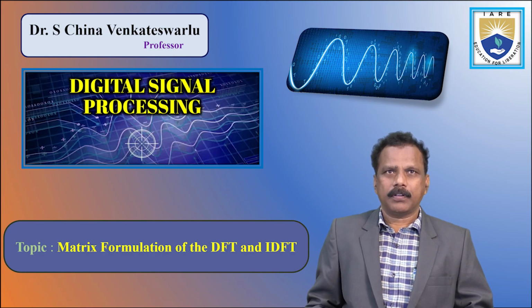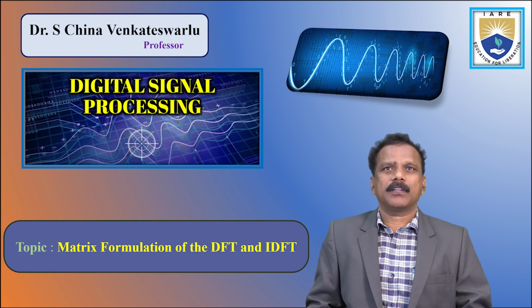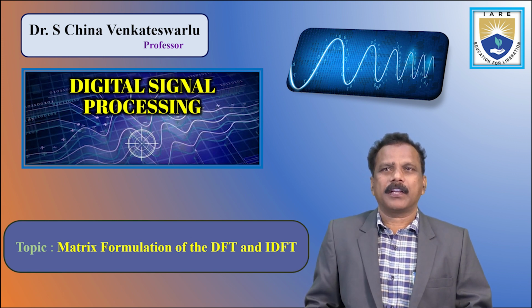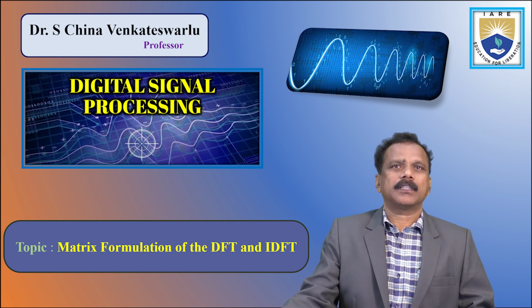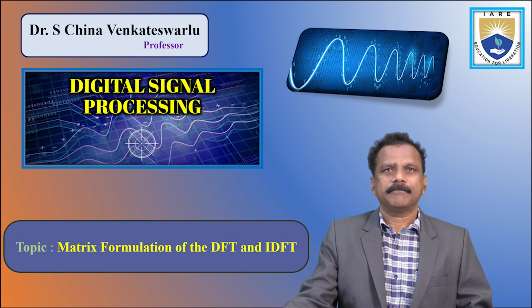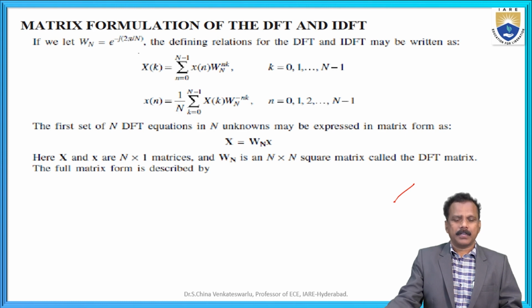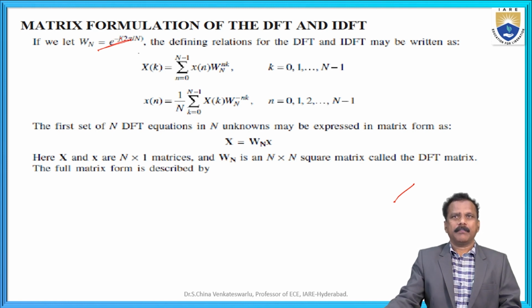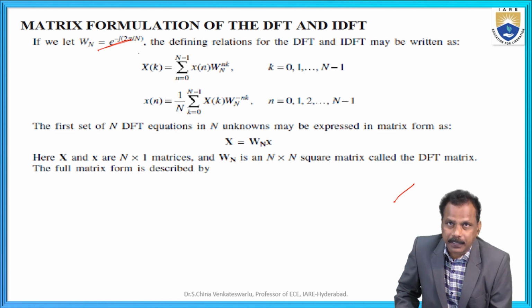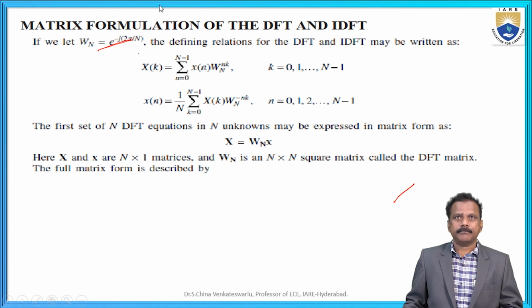Today we will be discussing the matrix formulation of the DFT and IDFT. If we let the twiddle factor be Wn, then Wn is equal to e to the power of j 2 pi by n. The defining relationships for the DFT and IDFT may be written as follows.